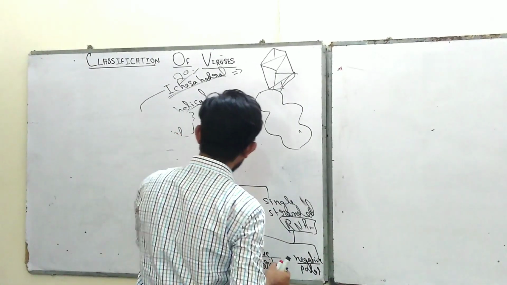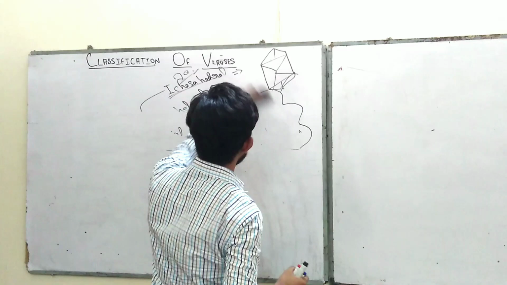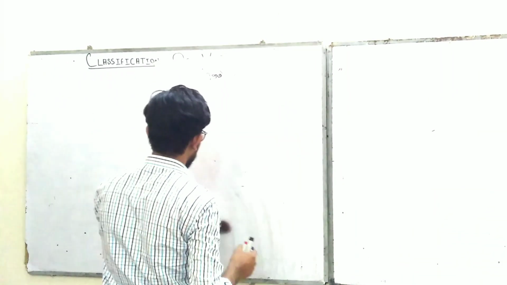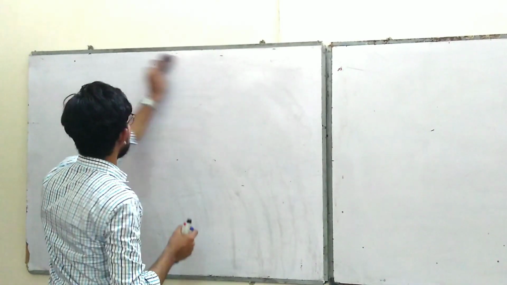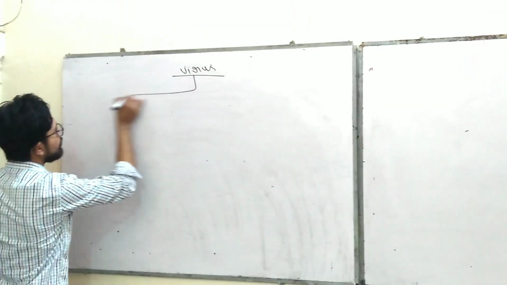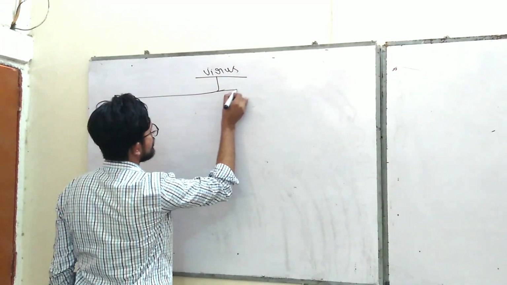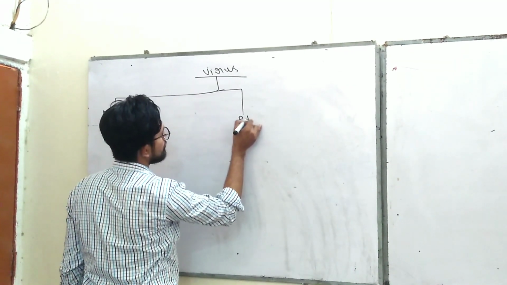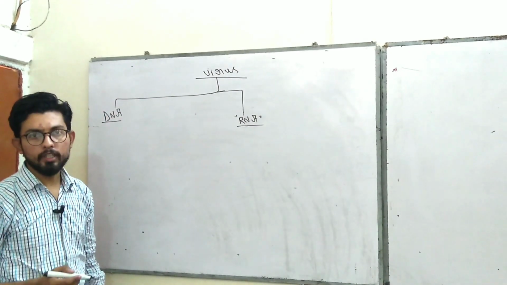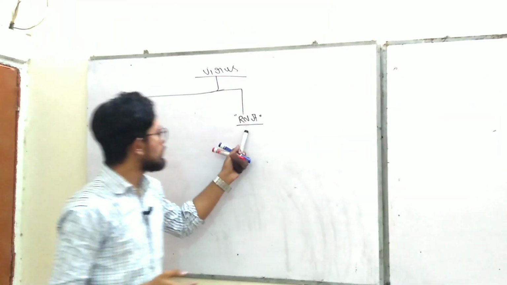First of all, I will divide the viruses on the basis of DNA or genetic material. So there are two types of viruses. In the previous lecture we discussed that viruses are classified on the basis of genetic material into two groups, either DNA virus or RNA virus. So first of all, viruses are divided into DNA virus and RNA virus. RNA virus is a huge class, or we can say the largest class of the virus family. So first I will discuss RNA viruses.